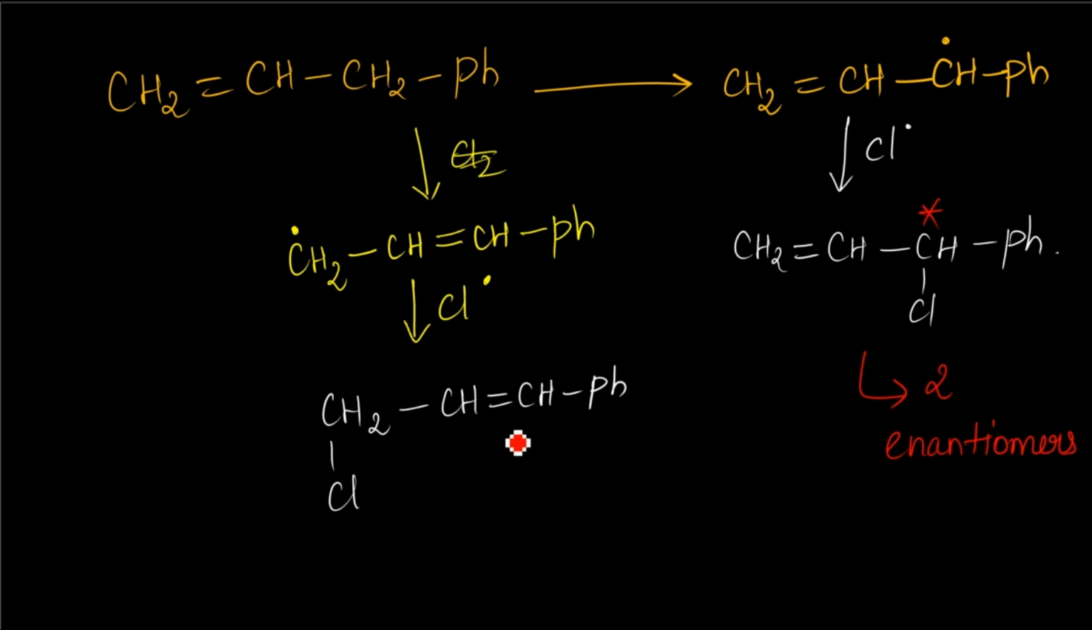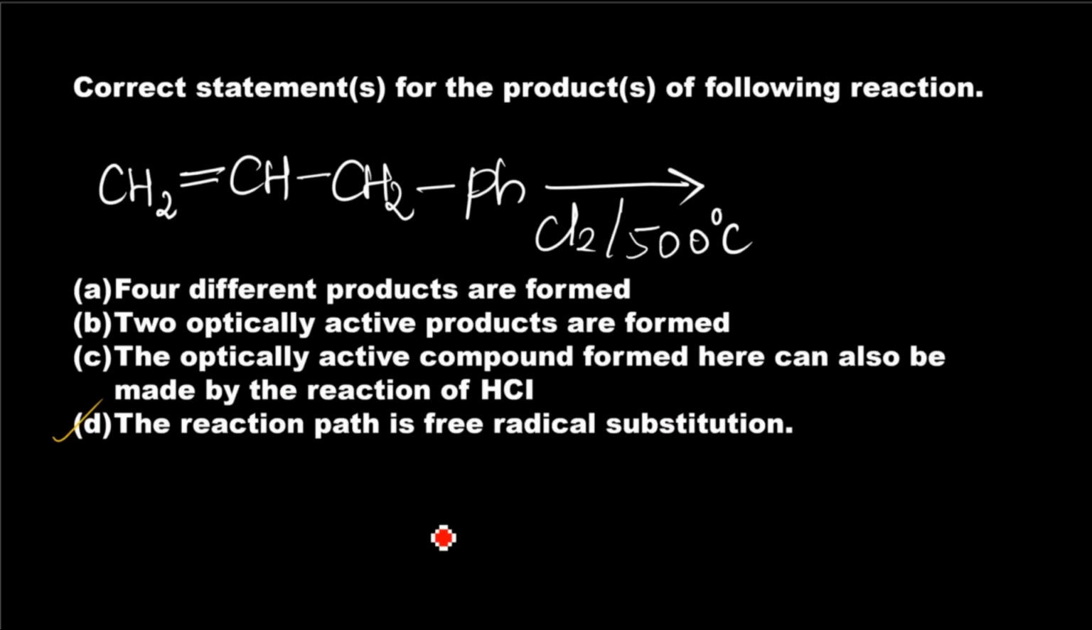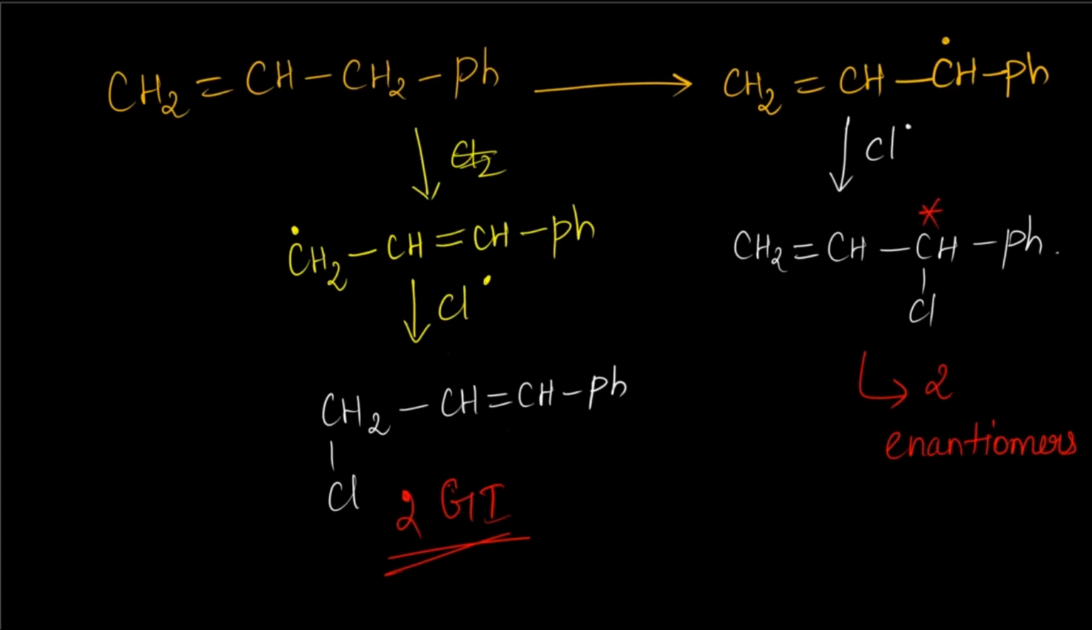right? Okay, so what about this one? So this is having one side H, another side Ph, one side H, another side CH2Cl. So which makes it exhibit geometrical isomerism, right? So which makes option A right. Optically active products are 2 optically active products are there. Yes, that is also right. What about C? The optically active compound formed here can also be made by the reaction of HCl.